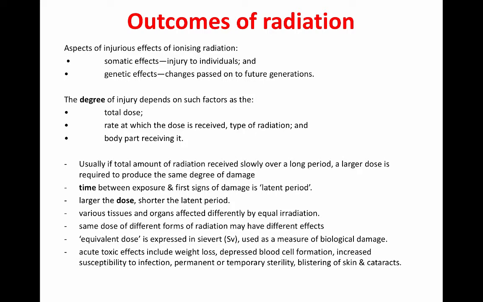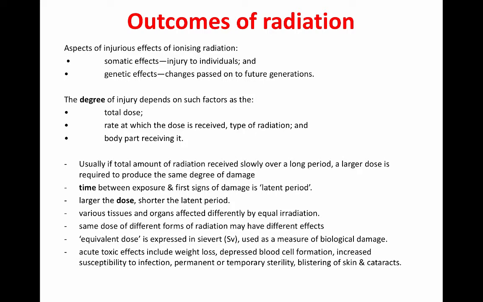The various tissues and organs of the body are not affected equally by equal radiation. For example, tissues such as bone marrow, which contains blood-forming cells, the lining of the digestive tract, and some cells of the skin are more sensitive to radiation than those of the bone, muscle, and nerve. The same dose of different forms of radiation may have different effects due to the different characteristics of these forms of radiation, as already discussed. The equivalent dose, which is expressed in sieverts, or millisieverts we hope, is used as a measure of biological damage.